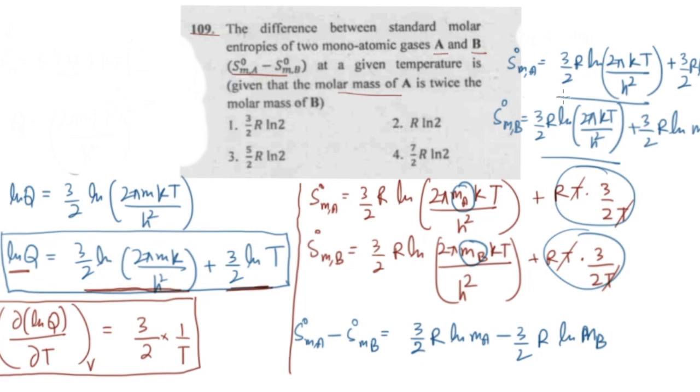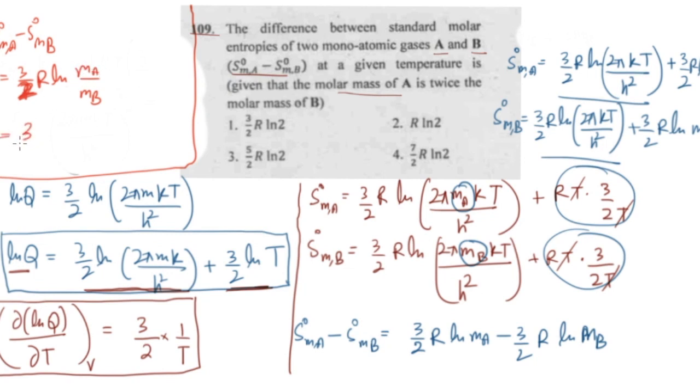So I'll just do the rest of the things over here in this particular space. So S naught ma minus S naught mb will be equal to 3 by 2 r ln ma by mb. Now ma by mb is given, ma is equal to twice mb. So when you substitute that, mb will be cancelled out and you will get 2 over here, ln 2, right? So the answer will be 3 by 2 r ln 2. So basically your answer is option number 1.